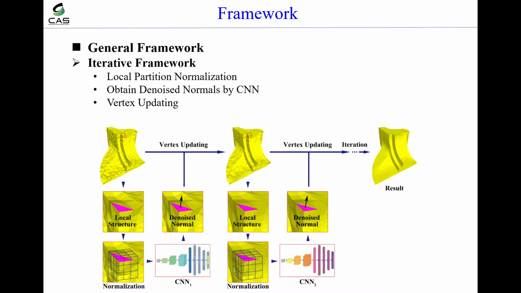NormalNet follows the iterative denoising framework. During each iteration, firstly, the local partition normalization strategy is applied to the local structure around each face, which can transform the irregular structure into a regular voxel representation. Then the voxels are fed to a CNN to obtain the denoised normals. At last, the vertex positions are updated according to the denoised normals.